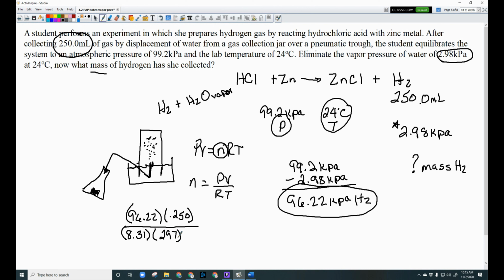Okay, so let's grab our calculators. 96.22 times 0.250 divided by 8.31 times 297. We're going to get 0.009746481 moles. But that's not what the question is asking. It's asking for a mass. So we're going to have to convert this.